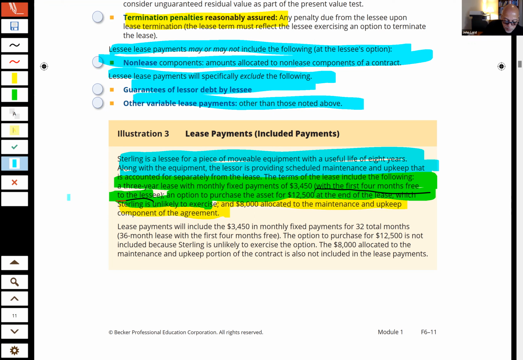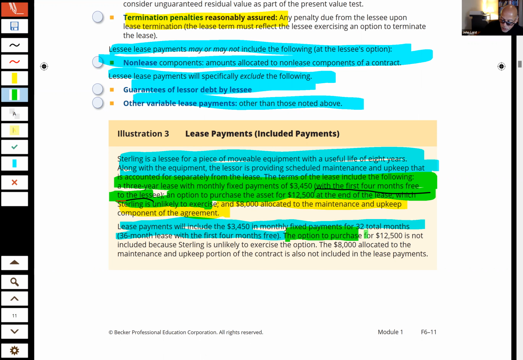So lease payments, $4,350. It's fixed monthly payments, 32 months, because the first 4 months are free. So you'd be looking at 32 payments because they're telling you that those first 4 months are free. So you're really going to be making $4,350 over a 32-month period, right? So be careful with that.